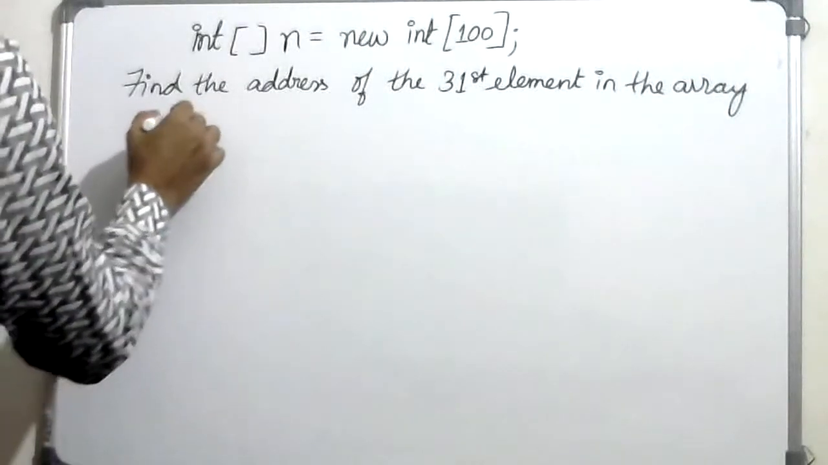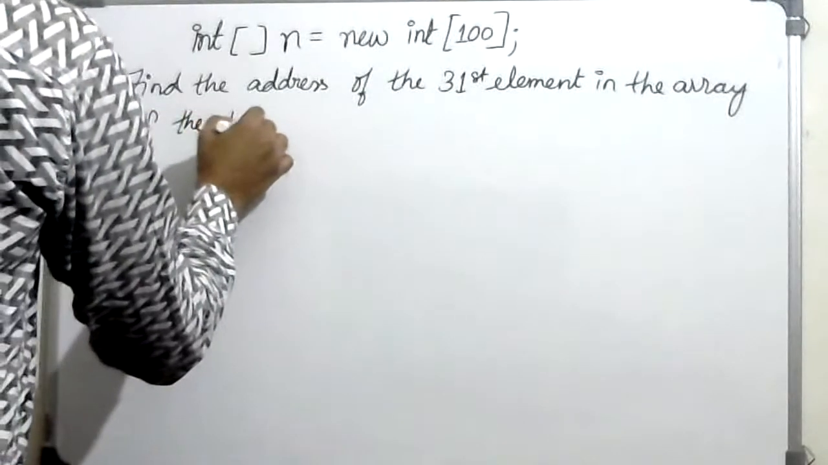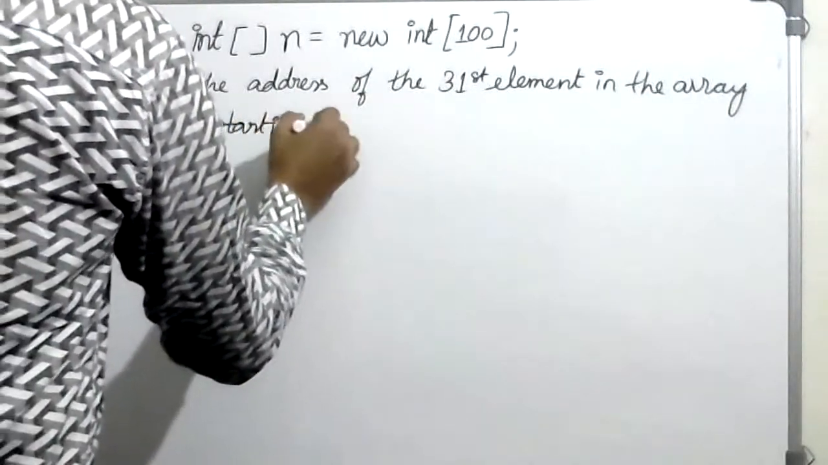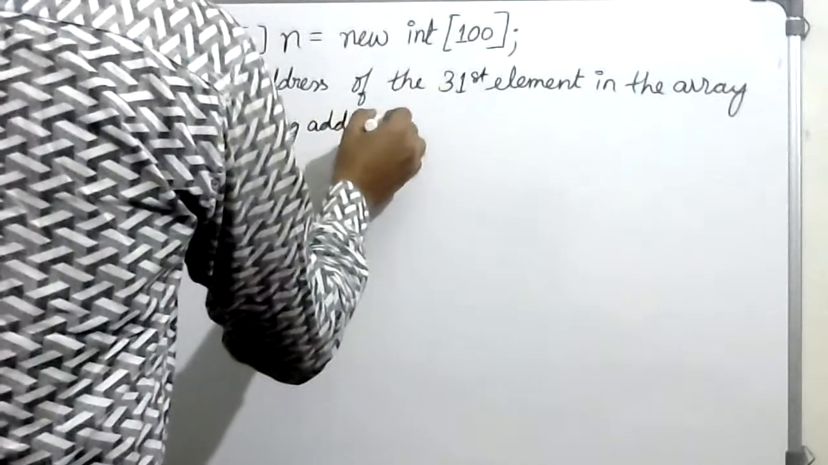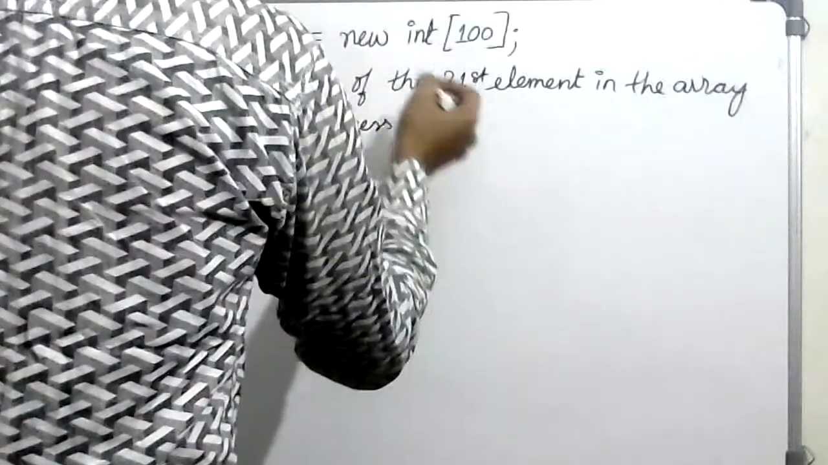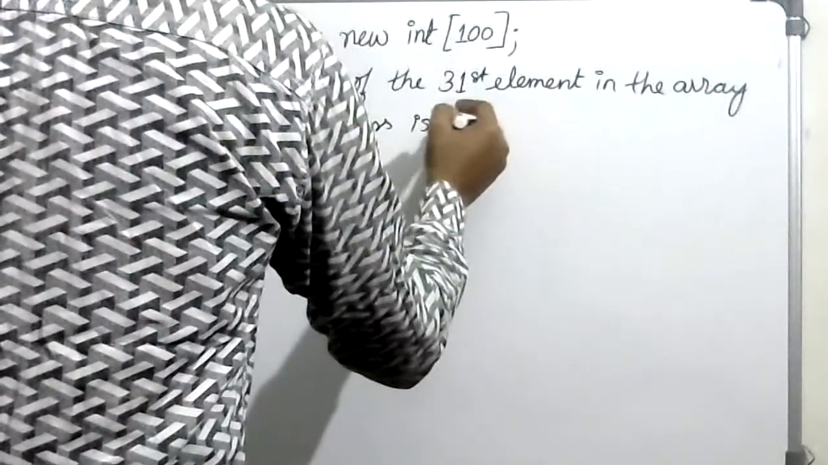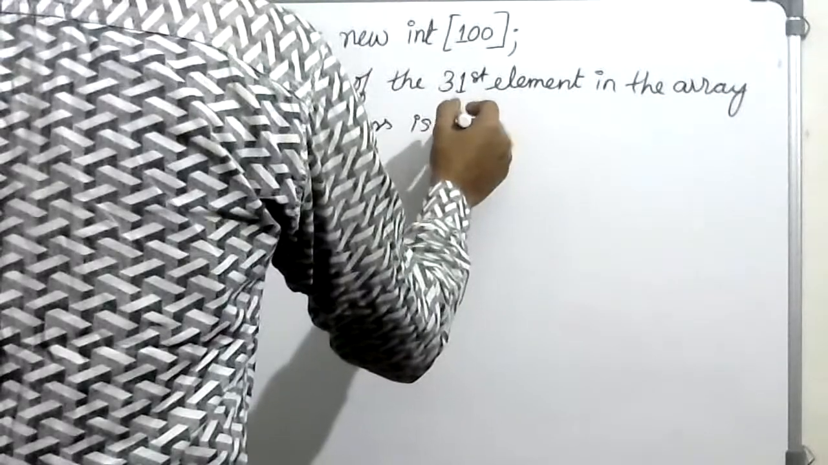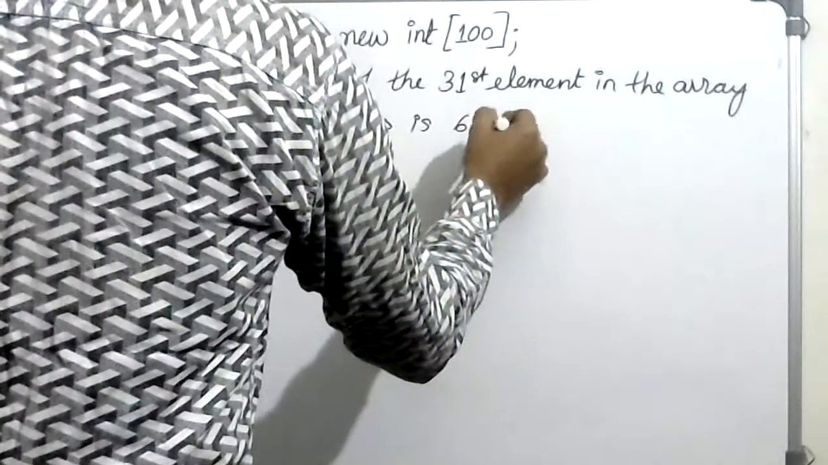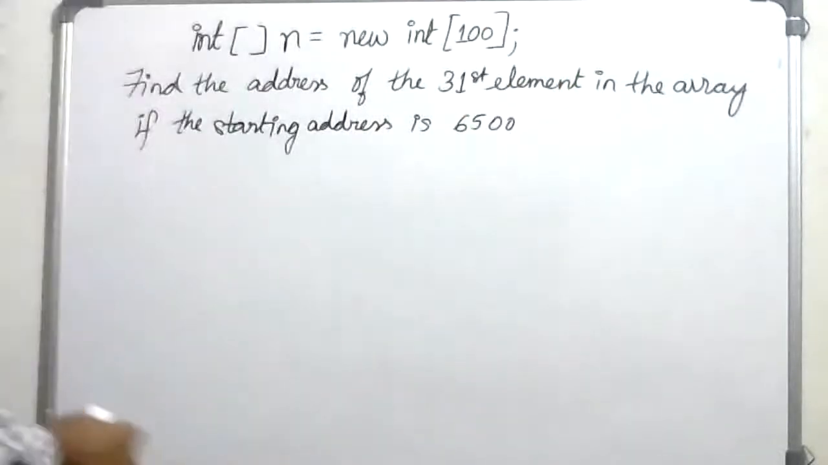if the starting address is, let's say, 6500. So this is the form of question that they might give you. They'll give you an array definition and they'll ask you to find the address of the 31st element in the array if the starting address is 6500.